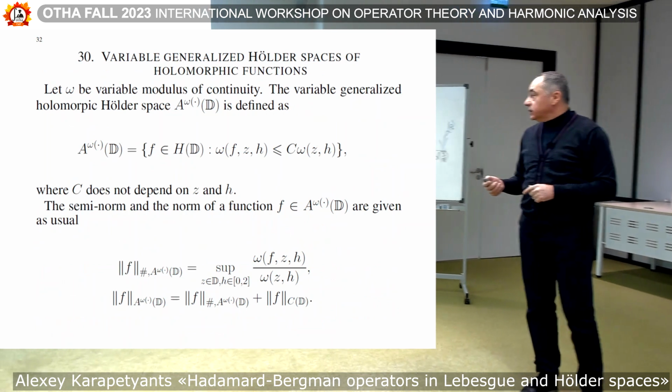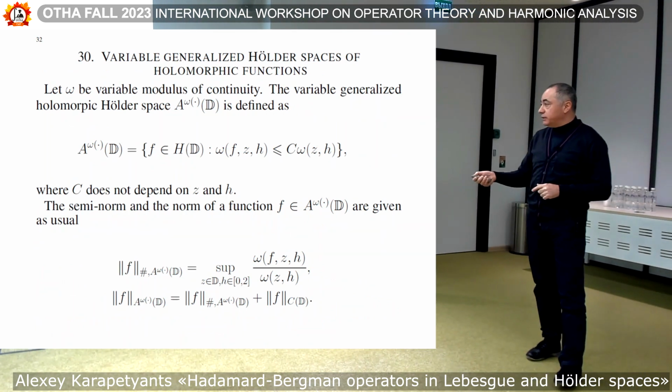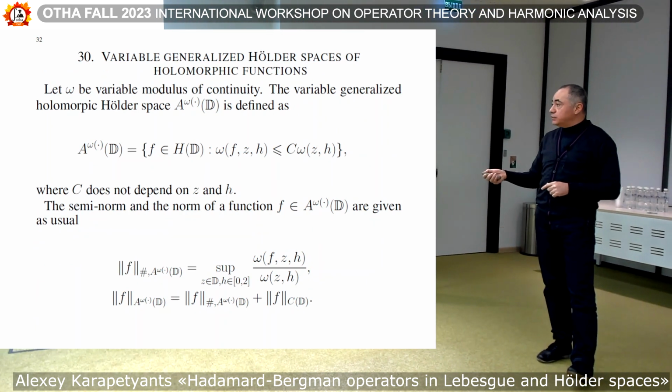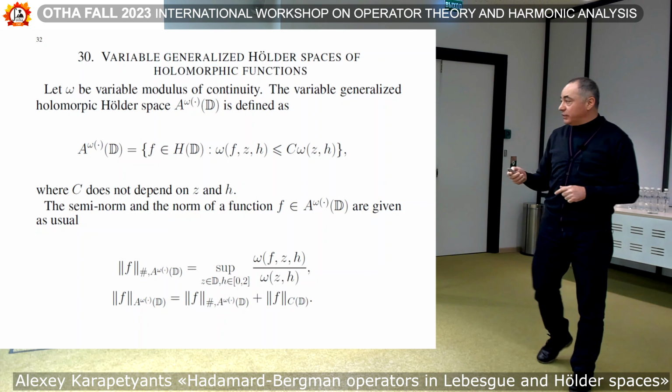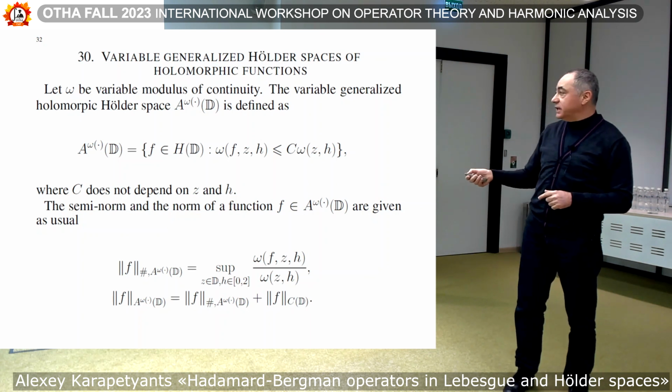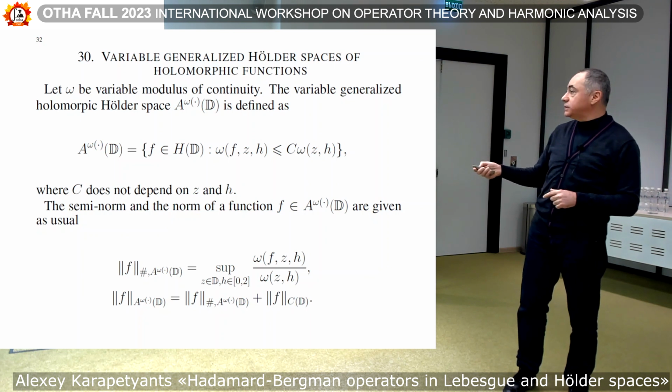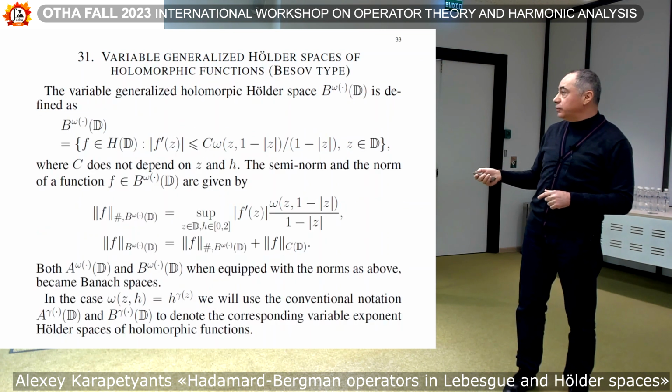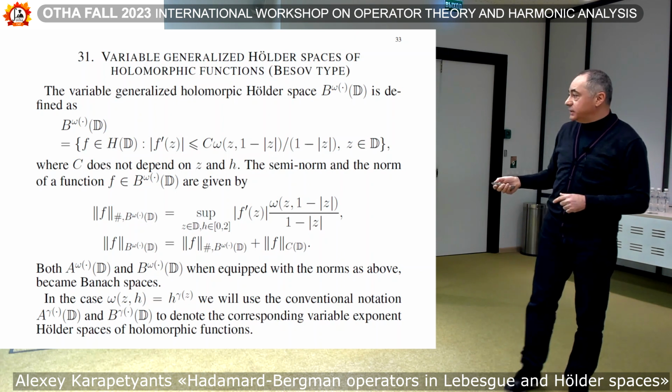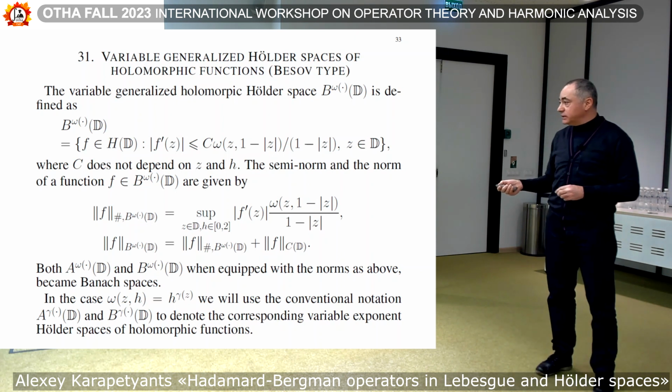Okay, so the Hölder space is defined in a natural way by using a modulus of continuity. The semi-norm and norm are given by these formulas. But this is kind of the classical Hölder space. Also, along with these Hölder spaces, we study the so-called Besov-Hölder spaces defined in terms of the analytic derivative, and the semi-norm and the norm are defined like this.